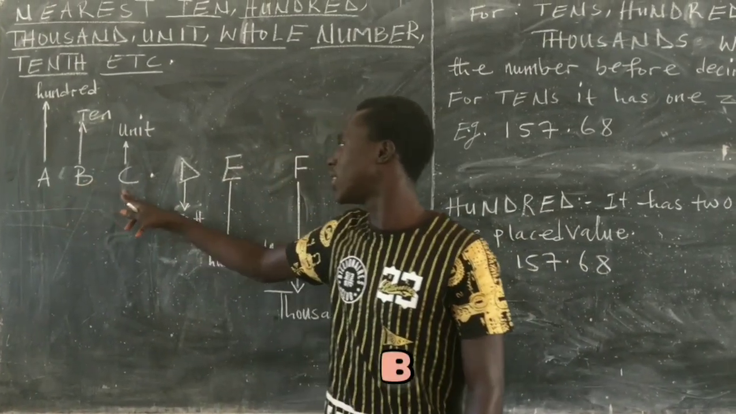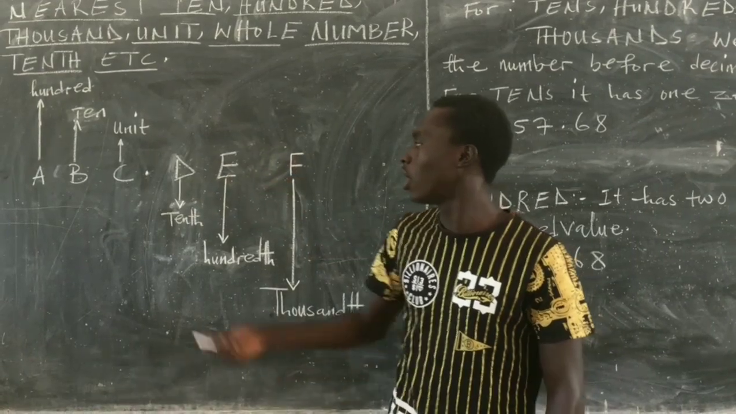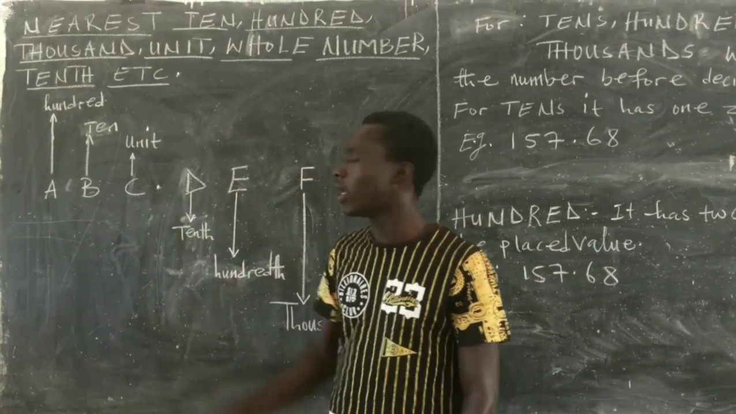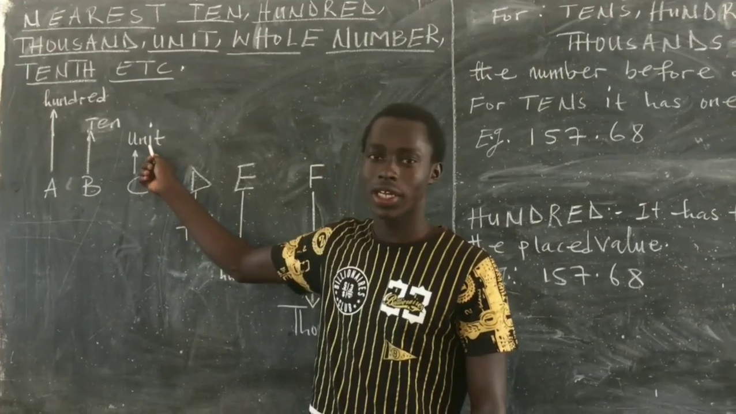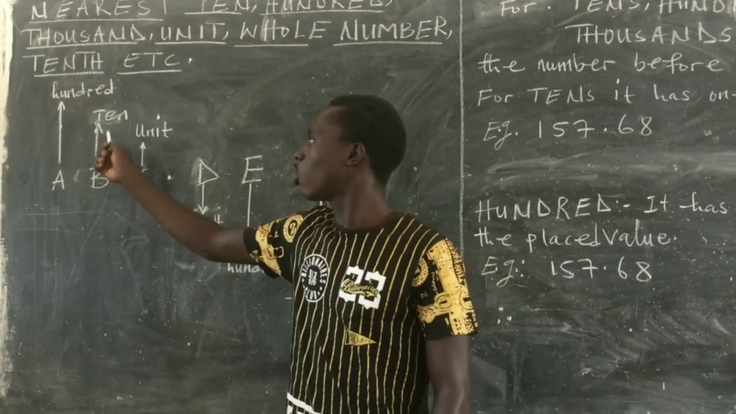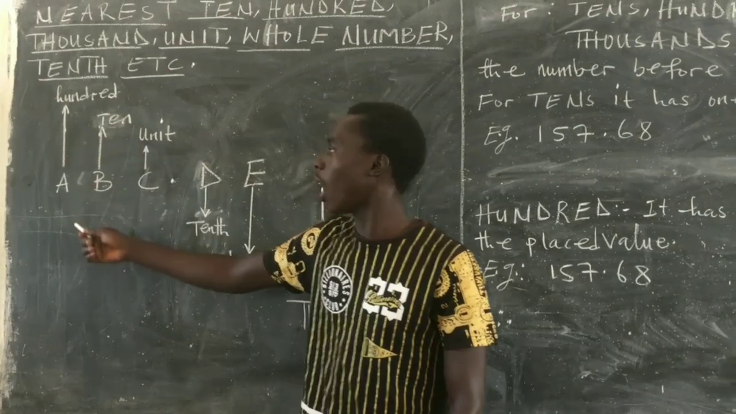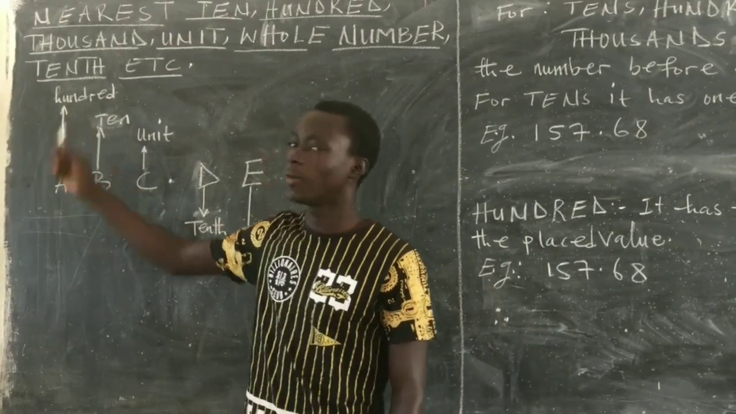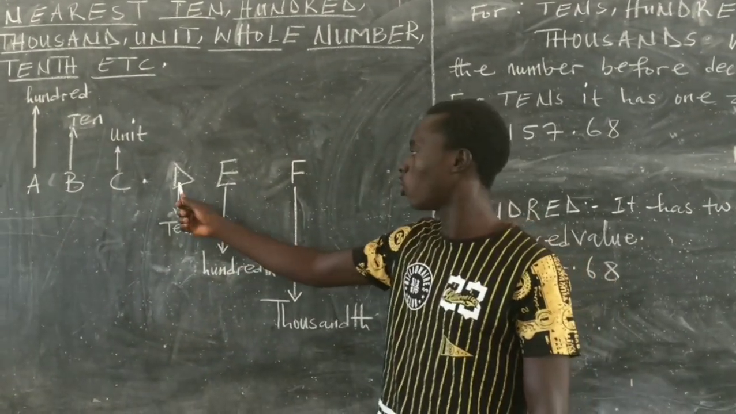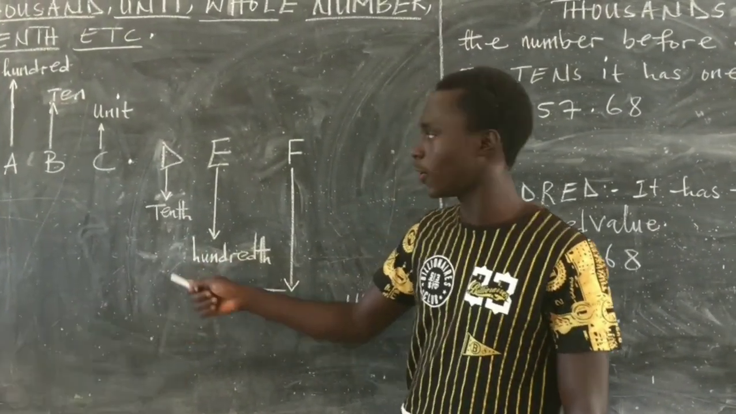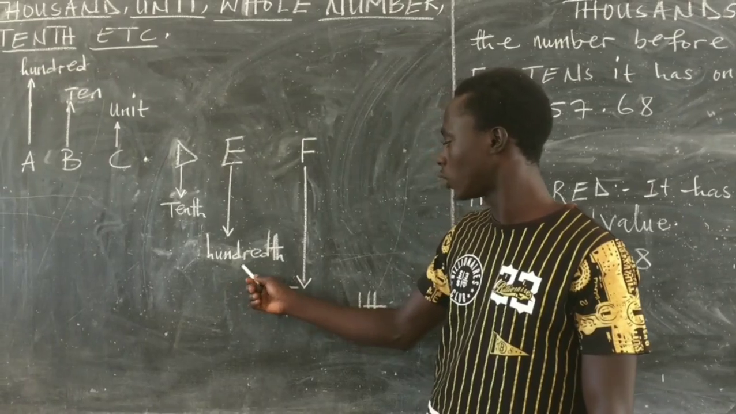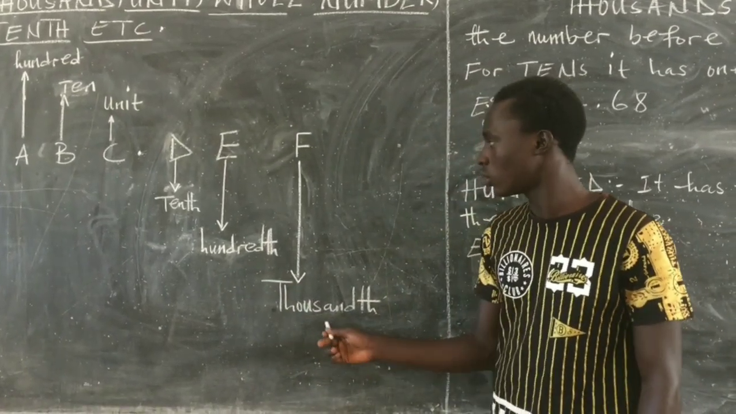A, B, C, D, E and F. You have the decimal point here. Now the first number before the decimal point, that is C, is considered as unit digit. B is considered as 10 digit and A is considered as 100 digit. Now after the decimal point also you have D, that is considered as what? 10th digit with TH. This is considered as 100th unit and this is considered as 1000 unit.